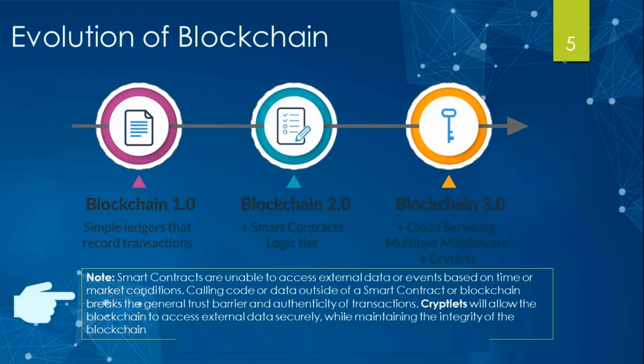One thing we should remember is that smart contracts are unable to access internal data or events based on time or market condition. Calling code or data outside of a smart contract or blockchain breaks the general trust barrier and authenticity of the transaction. Similarly, cryptlets will allow the blockchain to access external data securely. They are code snippets which help you access external data to cater to your needs for your transaction to be completed or your smart contracts to be executed successfully. It still makes sure that the integrity of the transaction on the blockchain is maintained, while allowing you access to external data.